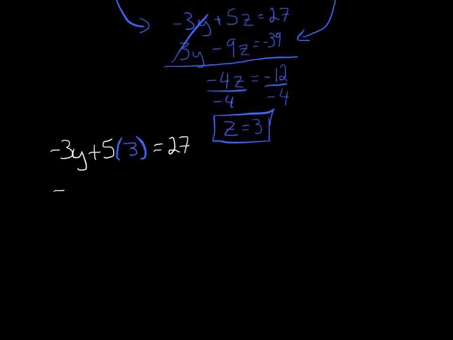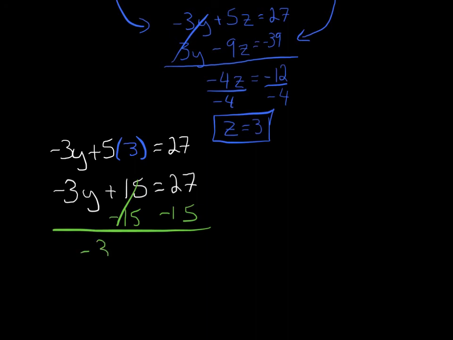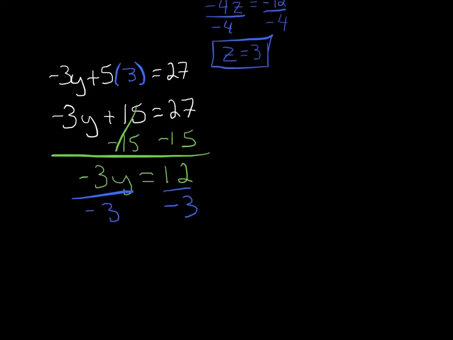So I get negative 3y plus 5 times 3, which is 15, is equal to 27. I'm going to subtract 15 from both sides. I get negative 3y is equal to 12. And then again divide by the coefficient, and I will get y is equal to negative 4. There's my second value.